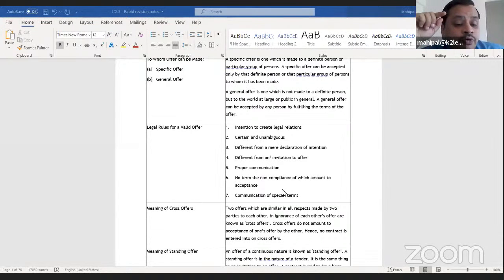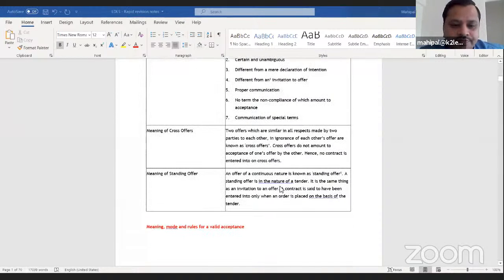The offer should not contain the term that non-acceptance will amount to acceptance. Again, you cannot force an offeree to accept the offer of the offerer. And at last, the offer may contain special terms. But the only condition is that those terms should be disclosed to the other party before acceptance. Am I clear? Important 4 to 6 mark question. Legal rules as to valid offer. Can we move on?